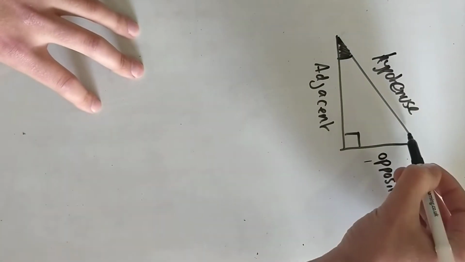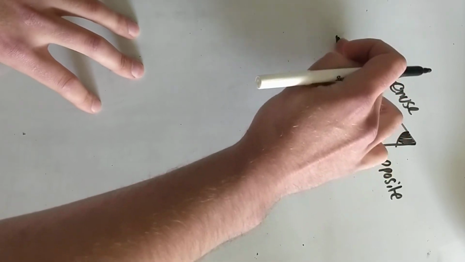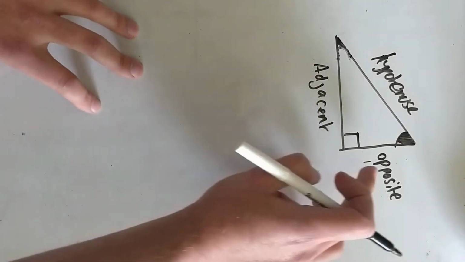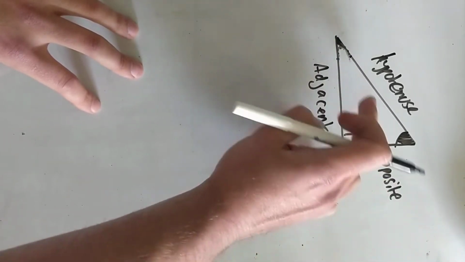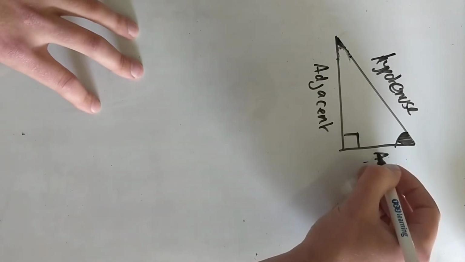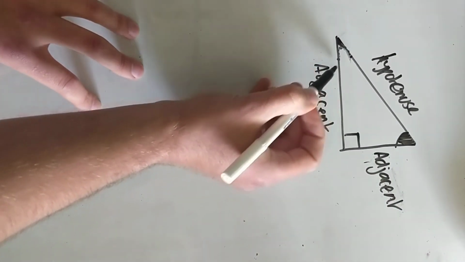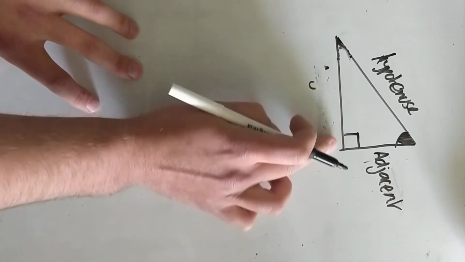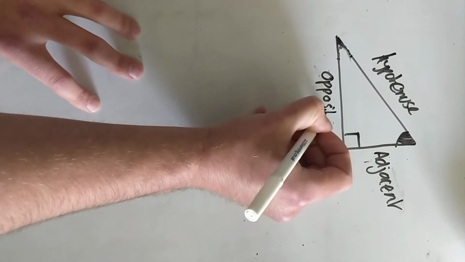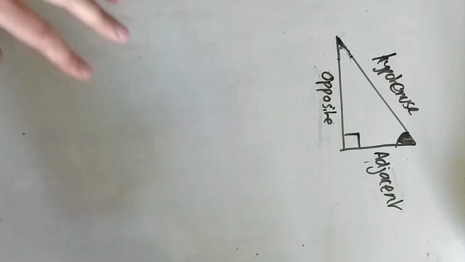Now, if the angle suddenly becomes this one, and not this one down here, then these swap around. This side is no longer opposite the angle. This one is next to, so this one becomes the adjacent, and this one is no longer next to the angle. This one is opposite. So those two swap around, depending on where the angle is. However, this one always remains the hypotenuse, as it is opposite the right angle.